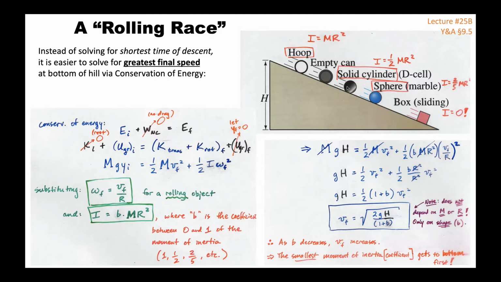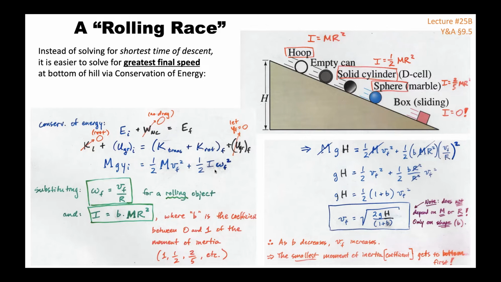And again, it doesn't need to be a constant slope. It could actually be a curved ramp. It could have varying slope. It doesn't matter. The answer will be the same, because gravitational potential energy is path independent. It doesn't depend on the shape of the path between the initial height and the final height.